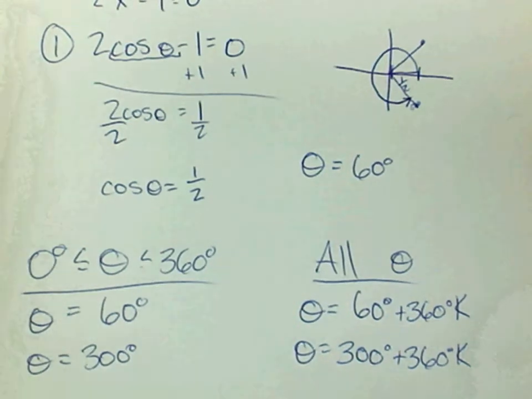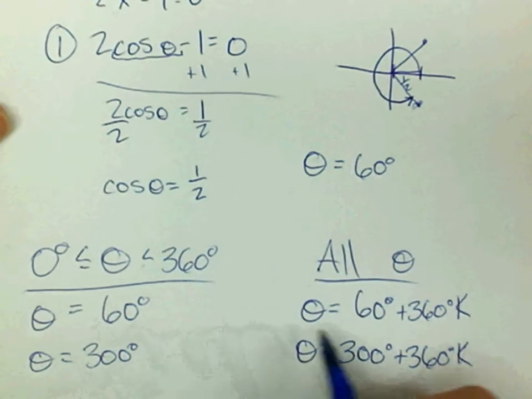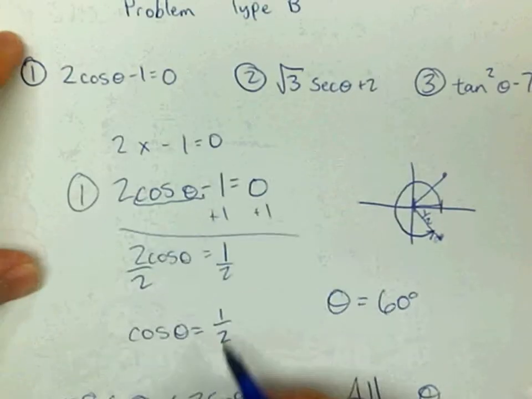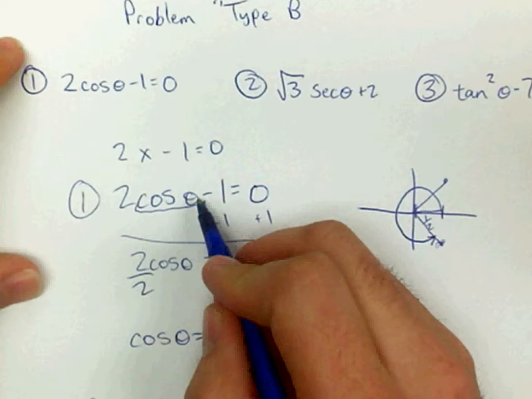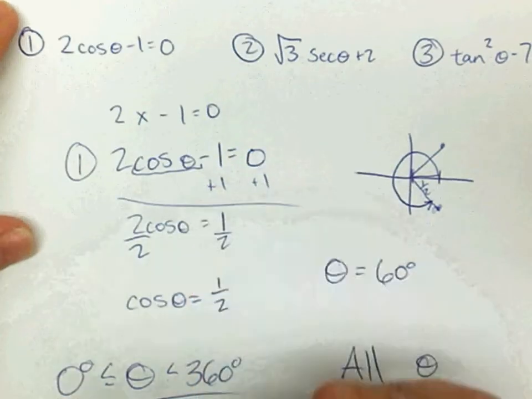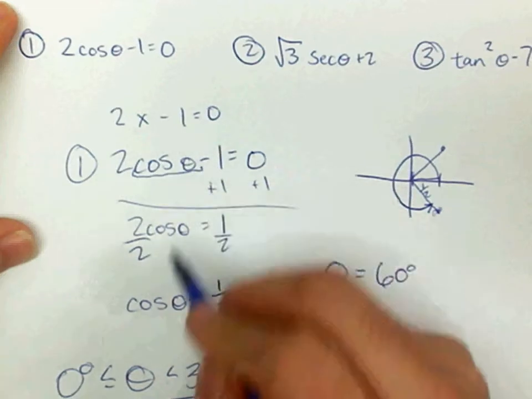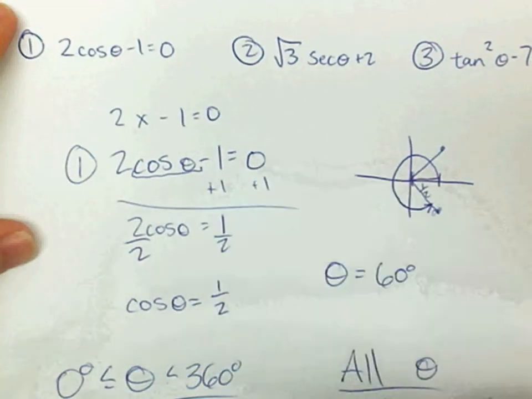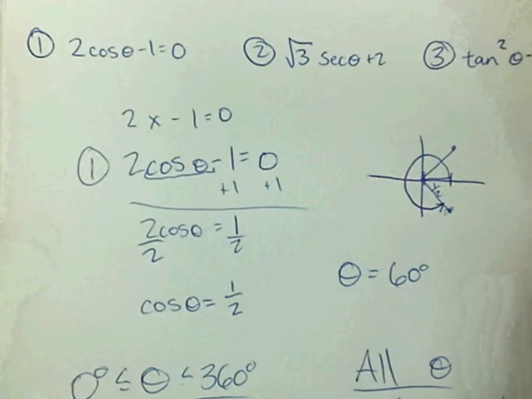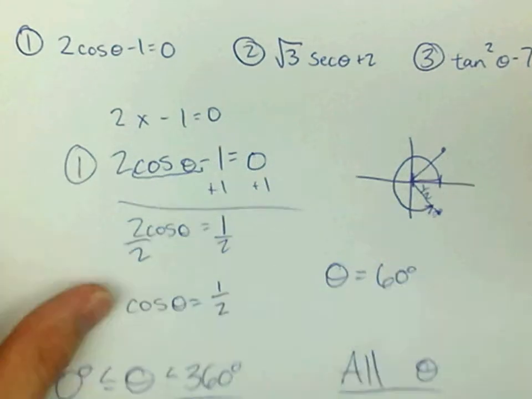And of course, as always, if you're not sure if these are correct, you could always take these answers, plug them back in here for theta, do 2 cosine of 60 minus 1, and then 2 cosine of 300 minus 1. See if they both give you 0. So that is one way to check your work. Okay, let's look at problem number 2.